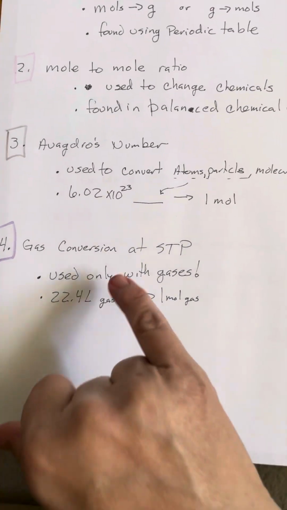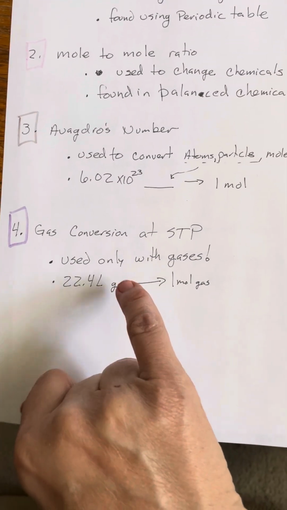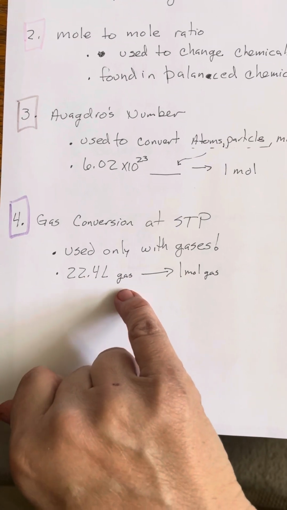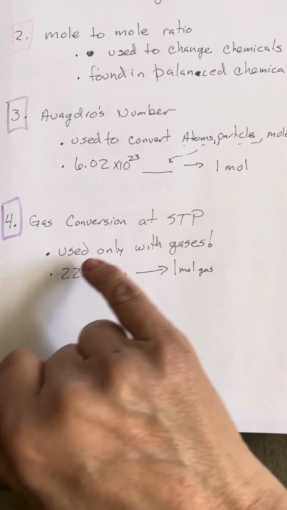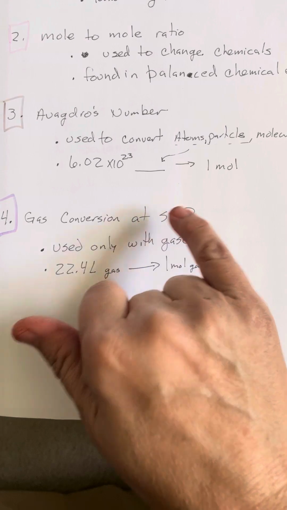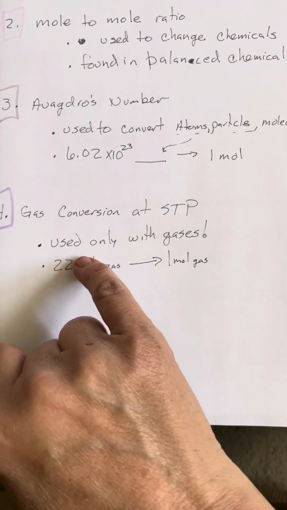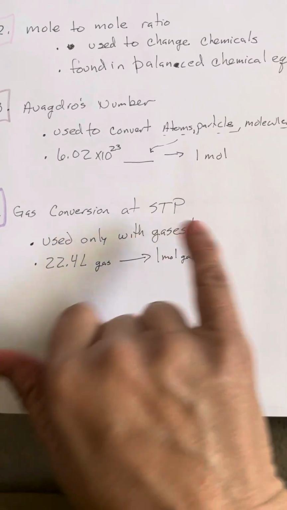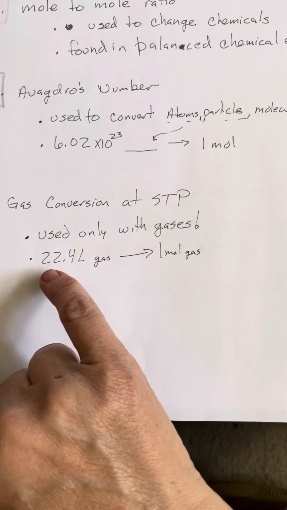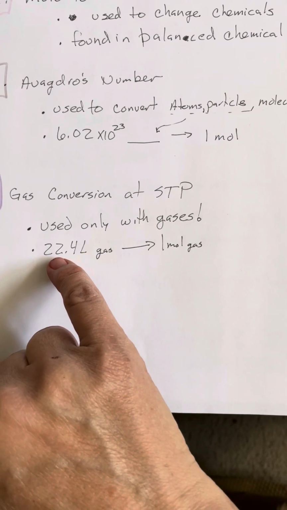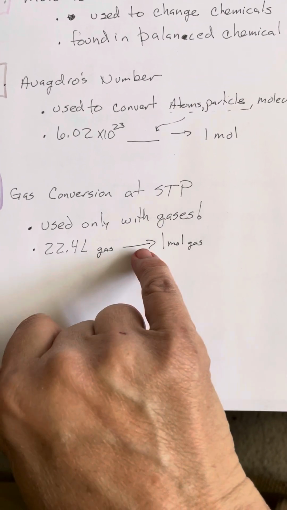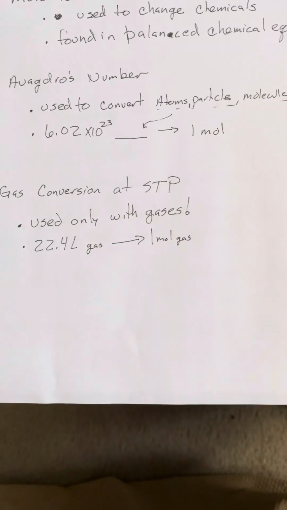And the last one, and I don't know if you guys have gotten to this yet, is the gas conversion at standard temperature and pressure. It's only used with gases in the gas form. So you have 22.4 liters of a gas is equal to 1 mole of that gas.